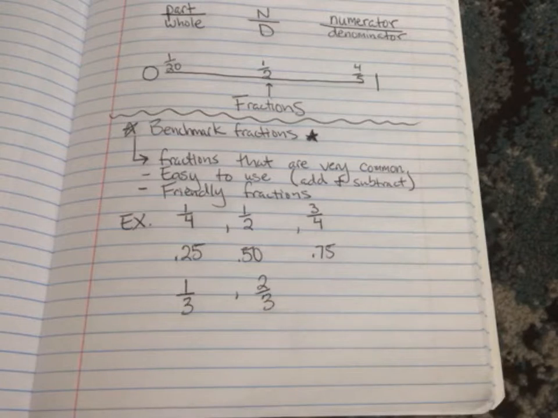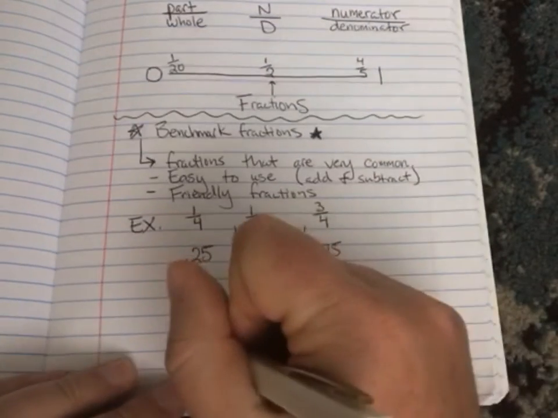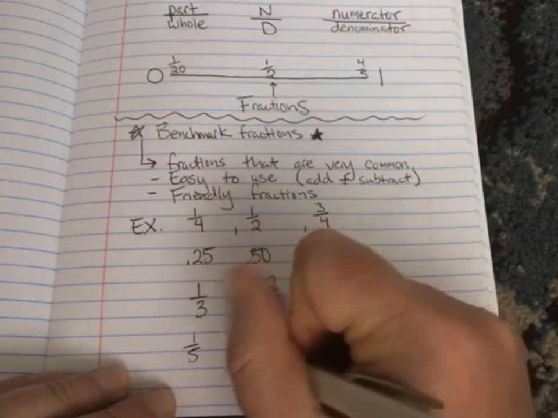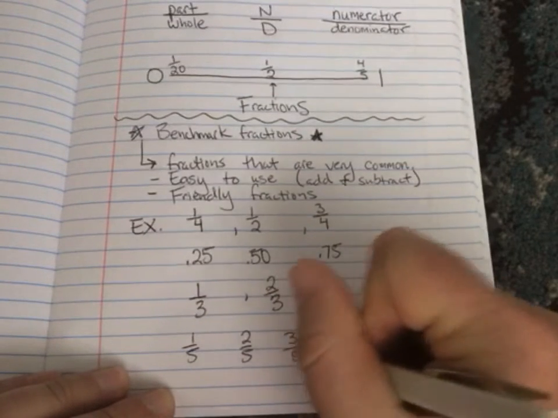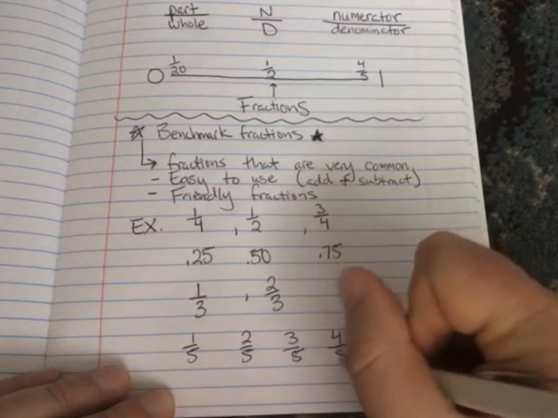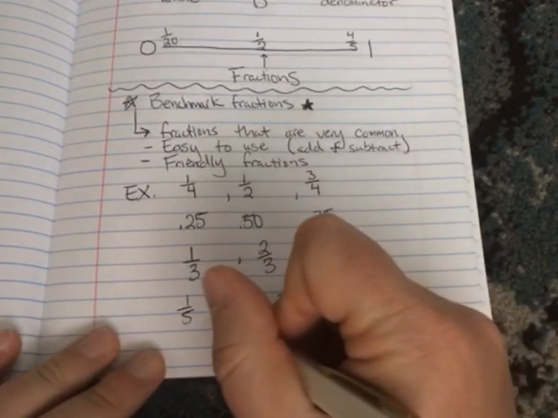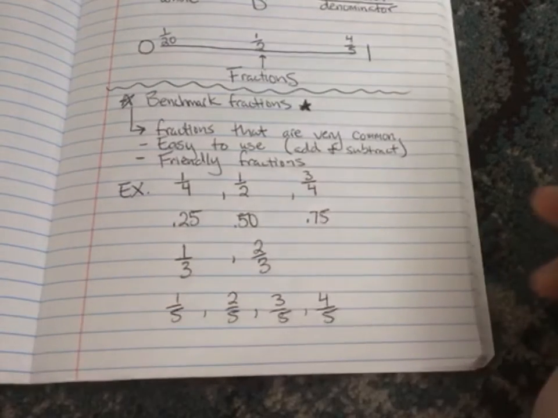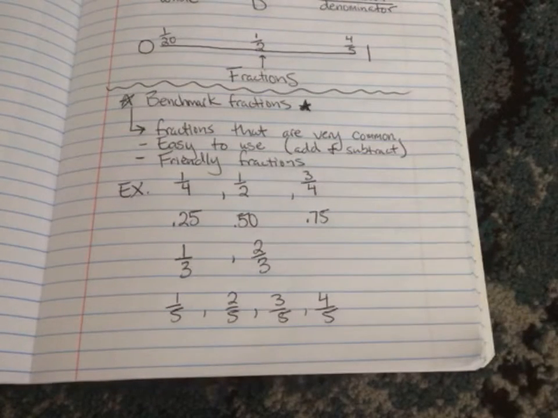All right, and then I'm going to write another group of benchmark fractions. There's not going to be a ton here that we're going to work with, but this is something that pops up a lot, and I've already used one on the page earlier, and those are fifths. So I'm going to write 1/5, 2/5, 3/5, and 4/5. These aren't going to be as common as the ones above, but they will show up quite a bit. So fifths could be considered benchmark fractions.